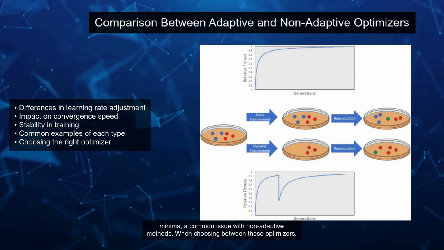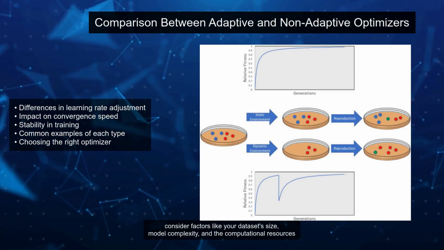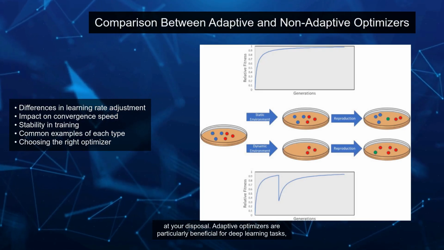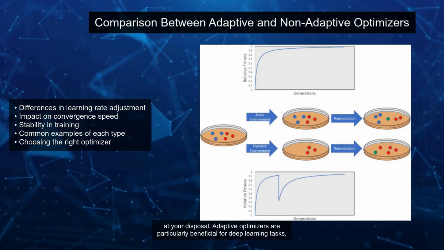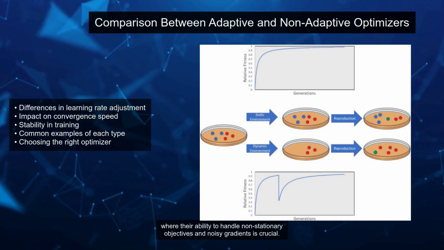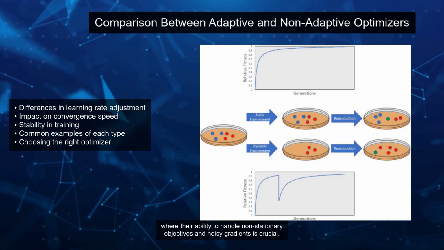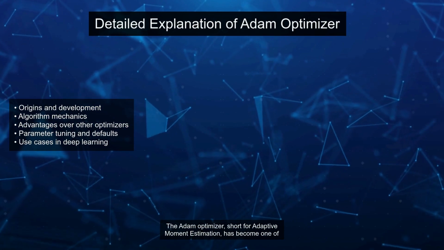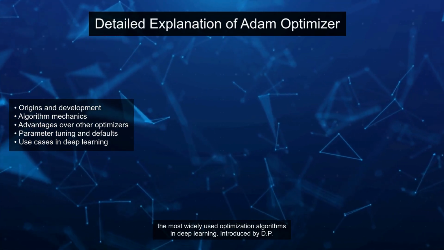When choosing between these optimizers, consider factors like your dataset size, model complexity, and the computational resources at your disposal. Adaptive optimizers are particularly beneficial for deep learning tasks, where their ability to handle non-stationary objectives and noisy gradients is crucial.